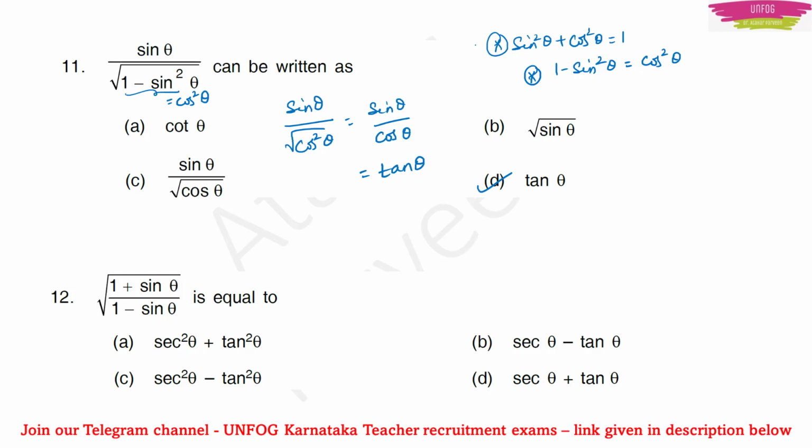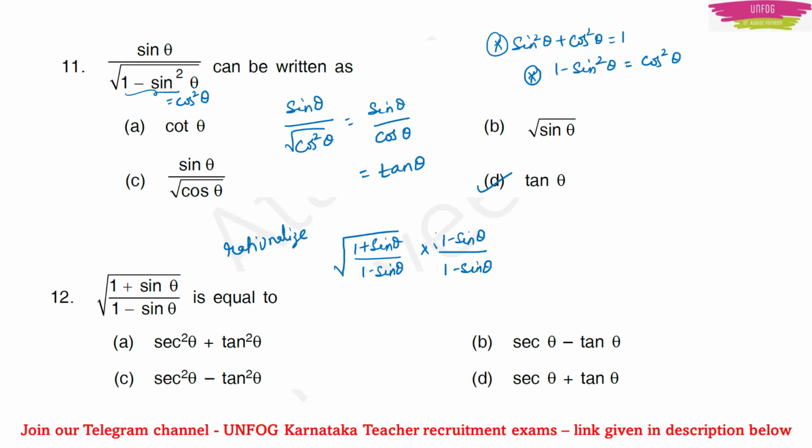Next question, number 12. Square root of (1 plus sin theta) by (1 minus sin theta) is equal to. This is like you will have to rationalize. This can also be an example for the chapter surds. So what you have to do here is take the square root of (1 plus sin theta) by (1 minus sin theta), and then multiply by (1 minus sin theta) by (1 minus sin theta).